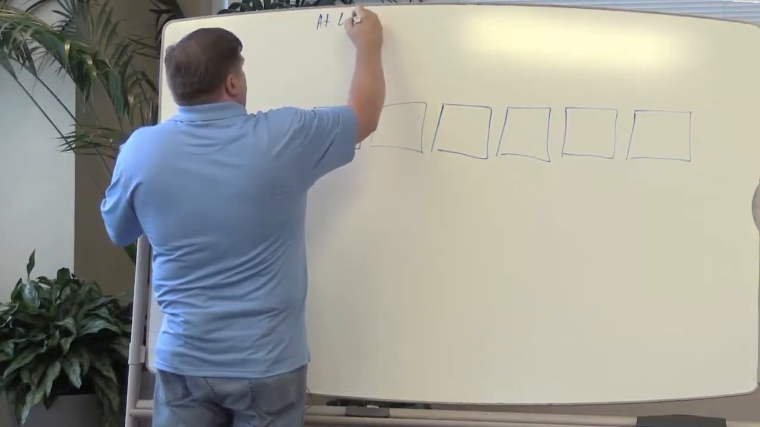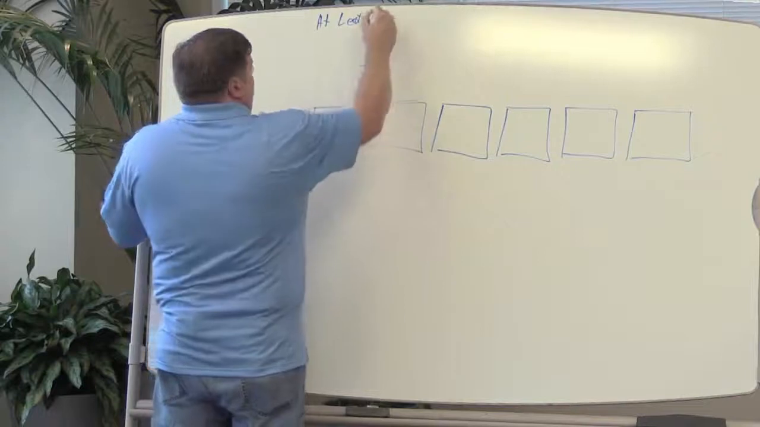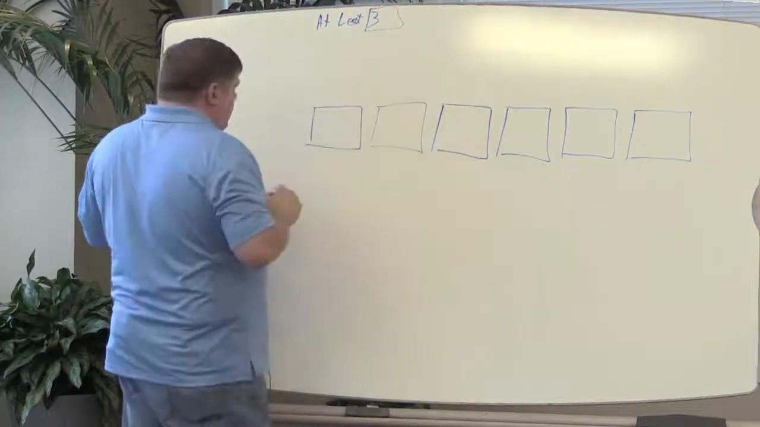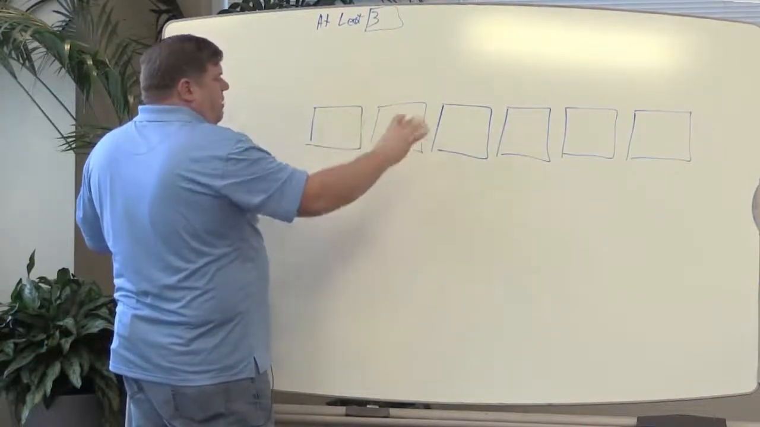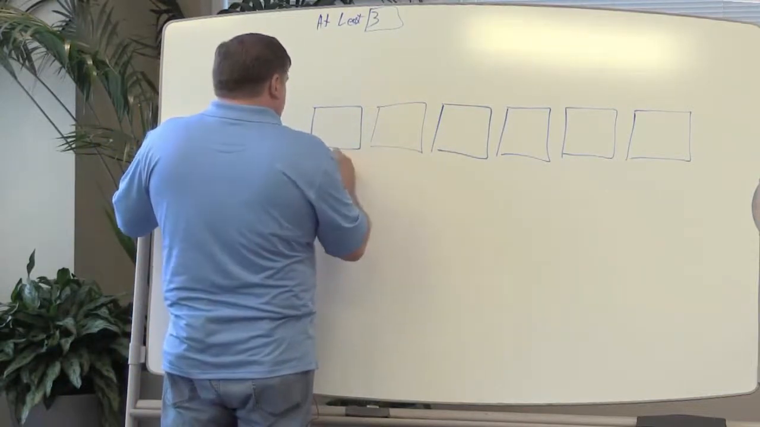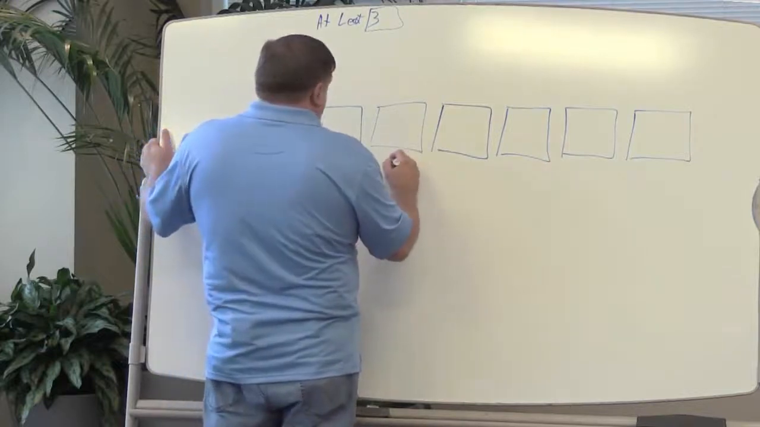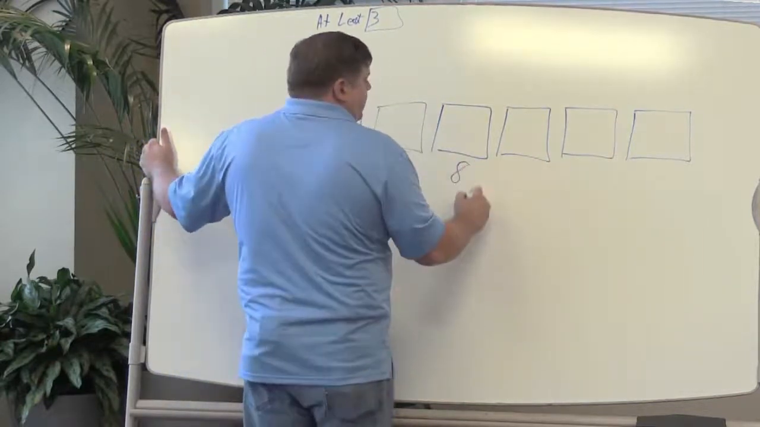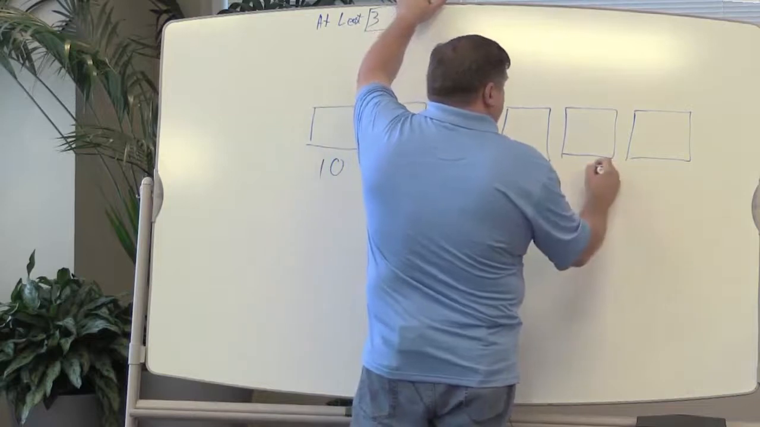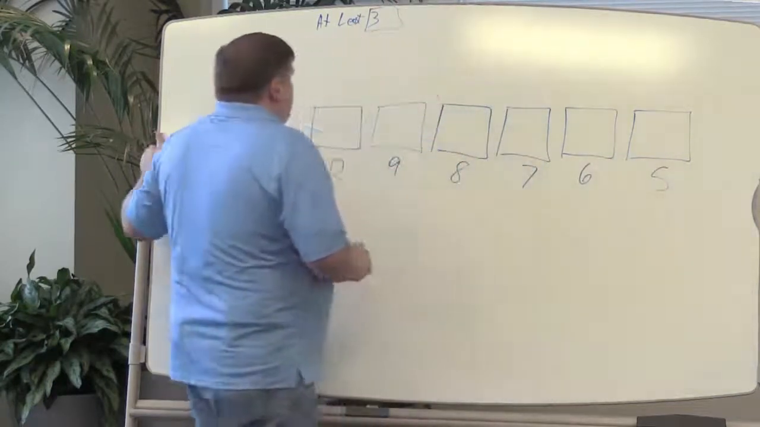At least 3 members, and that usually is a field in the priority group. And as I assign the members to this pool, I gave each one of these a number. So I gave this one a 10 as a priority group number. I gave this one a 9, an 8, a 7, 6, and a 5.